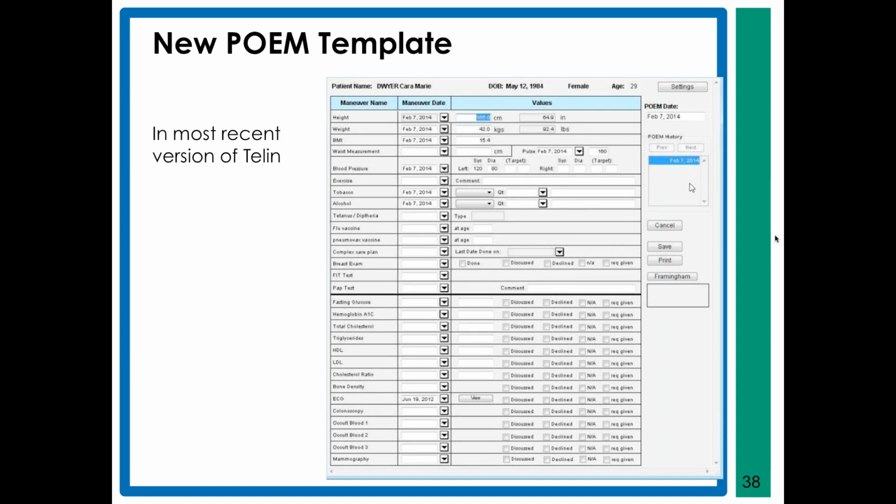Okay, one question came in from a user, and the user noticed that the POEM template can be quite slow to load during the patient encounter. And has anyone else, I'll ask, noticed this, or has anyone found a way to overcome it?